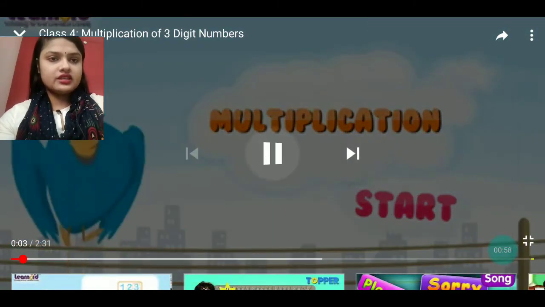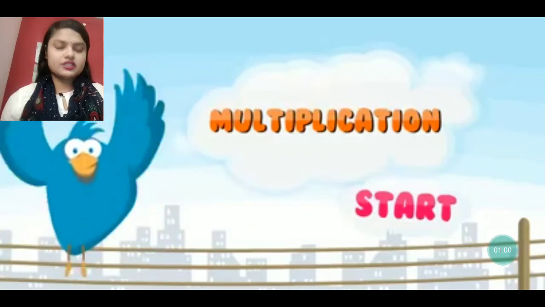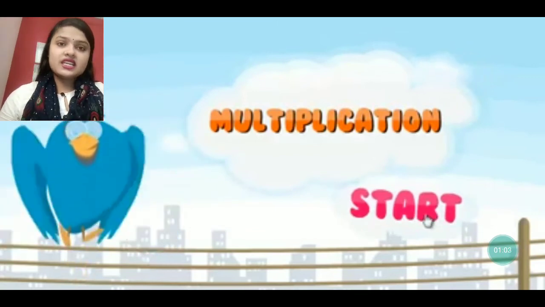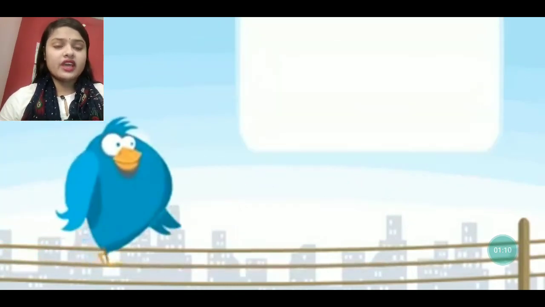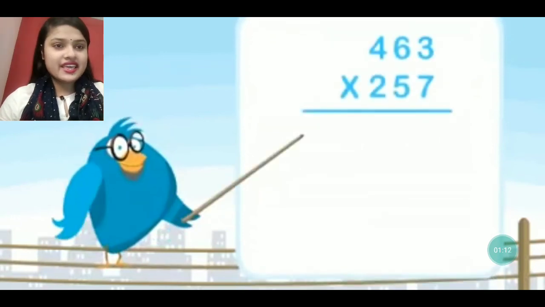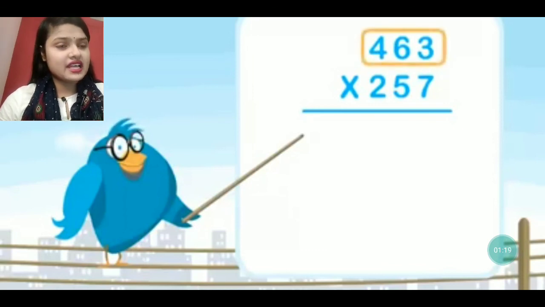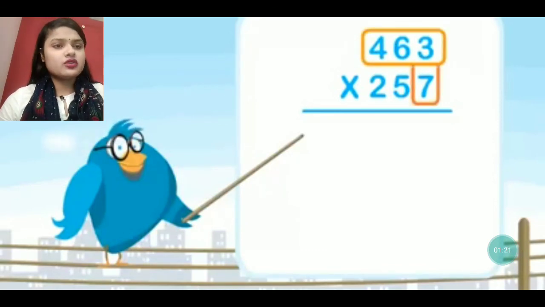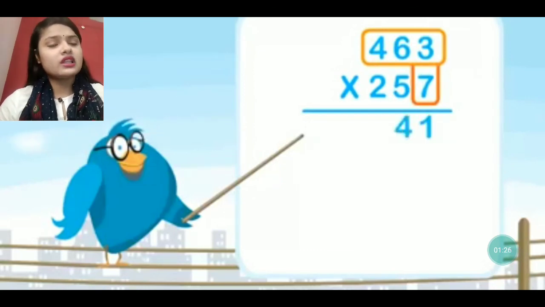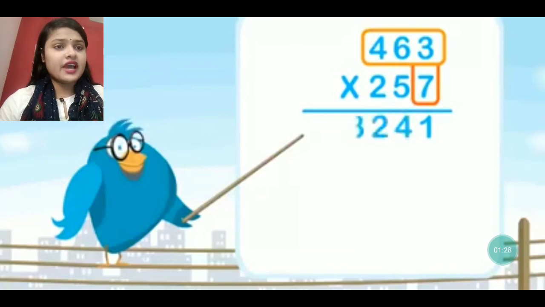As you can see, we are going to start this topic, multiplication. Let's see, my dear, what is given in this exercise, or what we have to do. Just see, everyone, here it is a 3-digit number. We are multiplying with a 3-digit number. We will start from the ones place. In the ones place, which number is written? 7. With 7 we will multiply all the 3 digits, means 4 3 6 4 6 3.